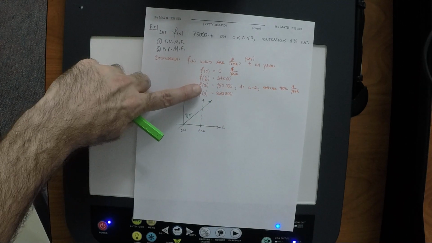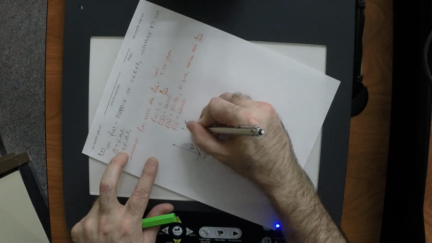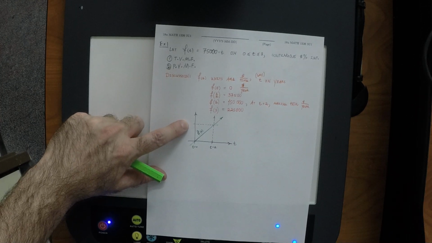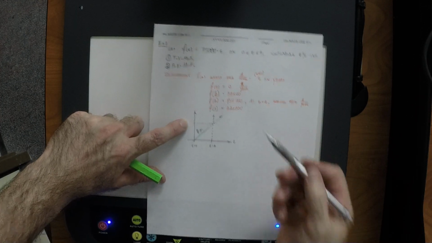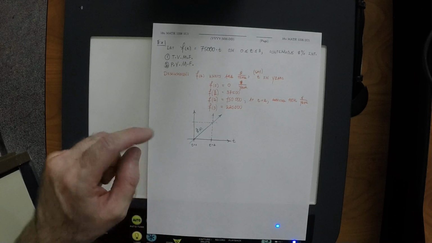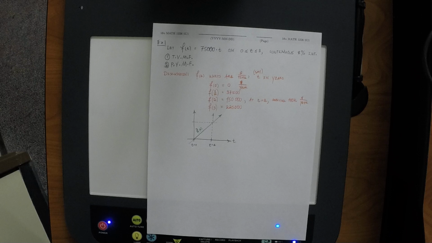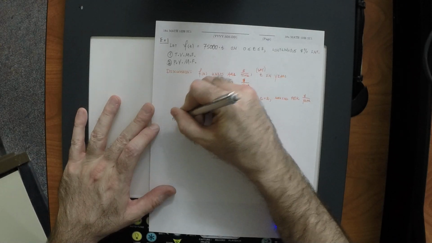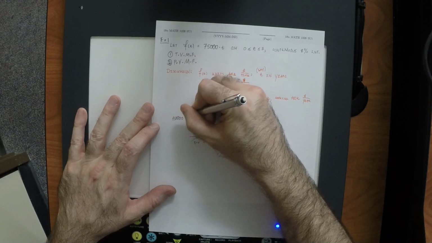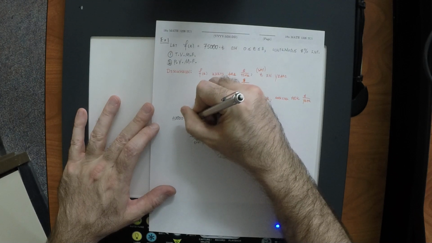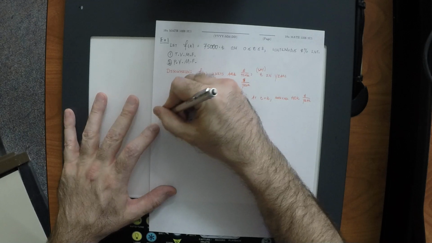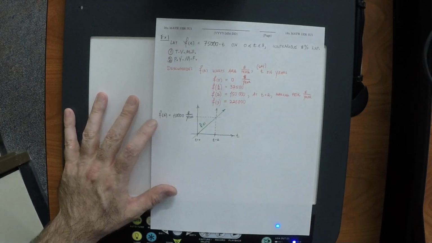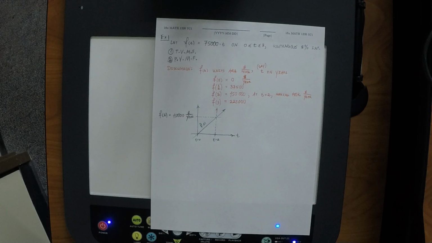Then what this measurement is saying is, how tall is this? How high is that? It's not $150,000, because what's the units of f of t? It'd be dollars over time, dollars per year. So this would be $150,000 dollars per year. So that's f of 2.